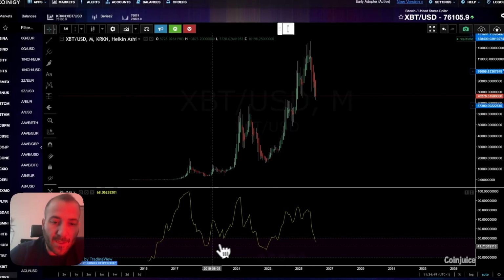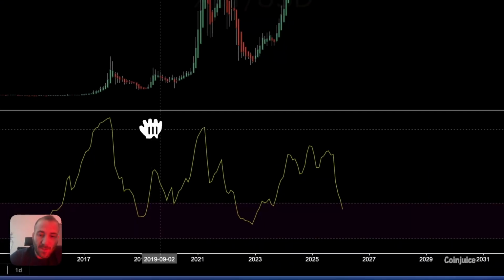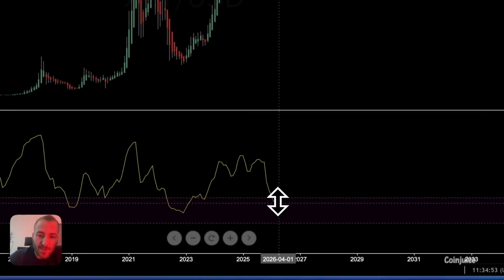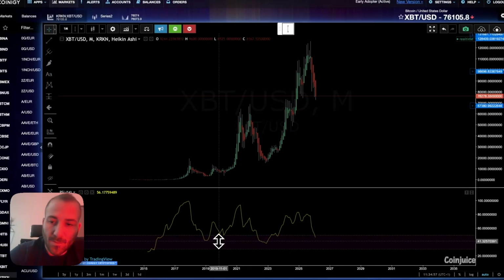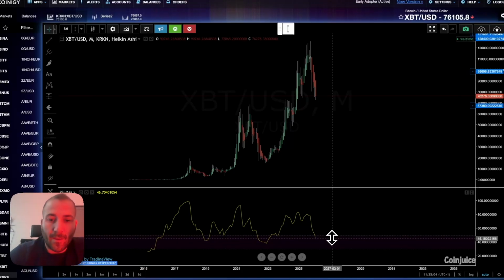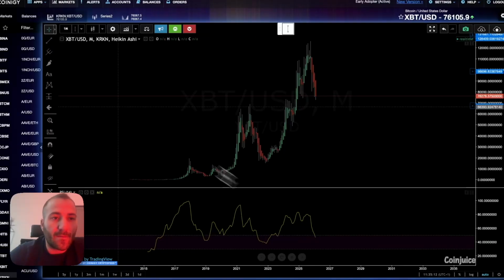Which makes me think that we're going to maybe keep on going down now in the RSI, to anywhere at 37 or 41 on the monthly, and currently we're at 46. So I think we're in a bear market unless this RSI keeps going up. So I think we're in a bear market.